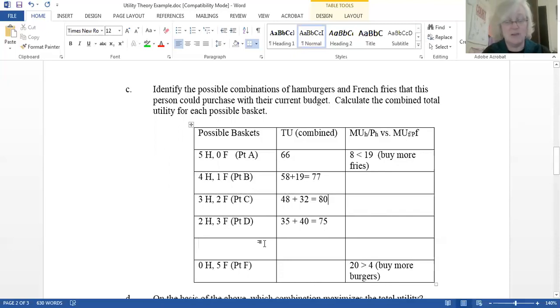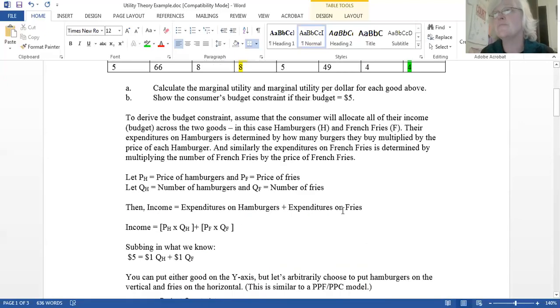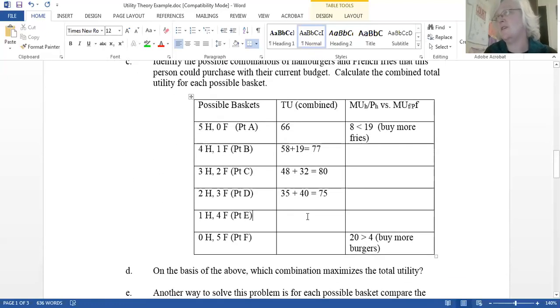Let's keep going and see what happens. 1 hamburger and 4 French fries, represented by point E on my graph. Let me go up here. 1 hamburger, 4 French fries, point E. 1 hamburger gives me 20 udals, 4 French fries, 45. 20 plus 45 is going to equal 65, I believe.